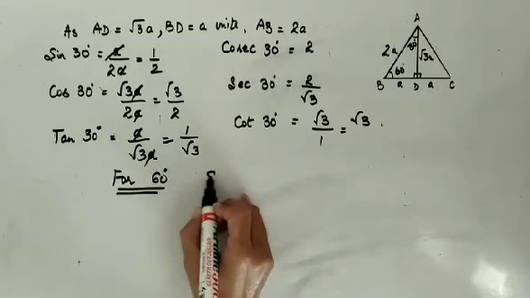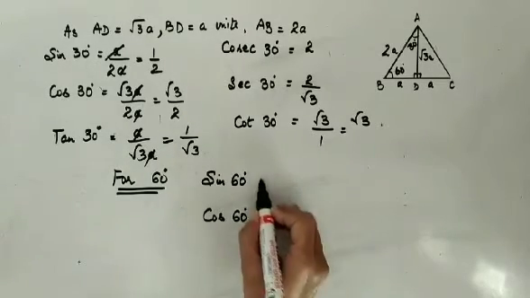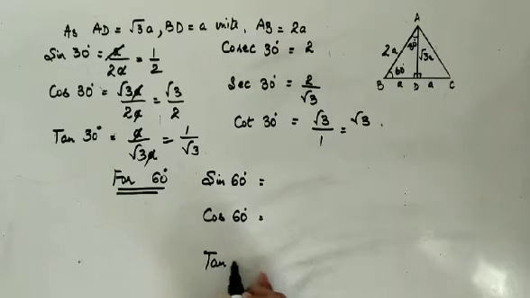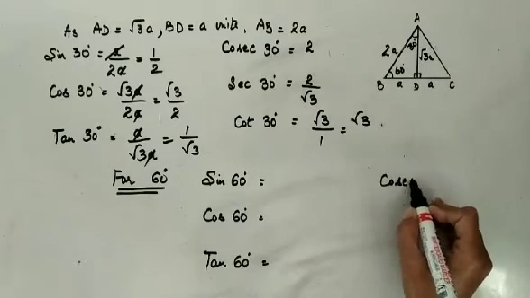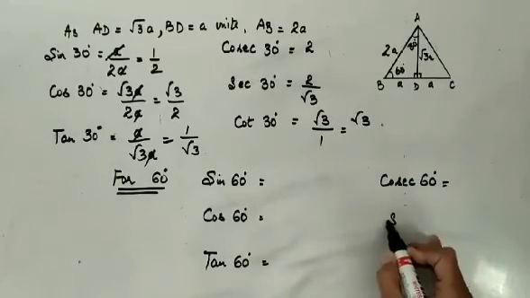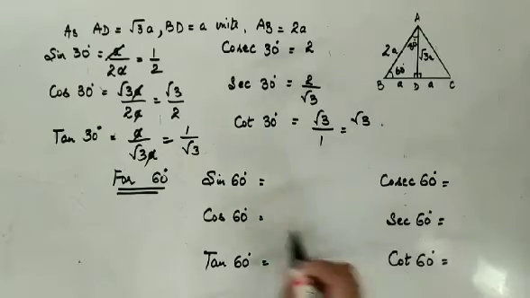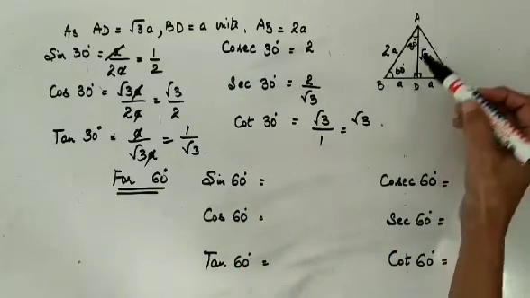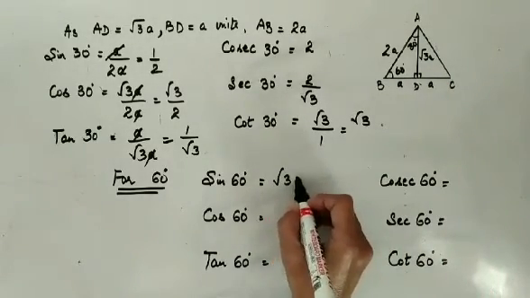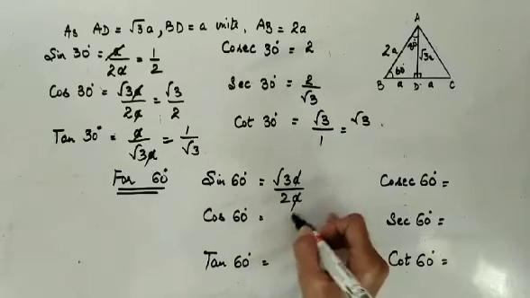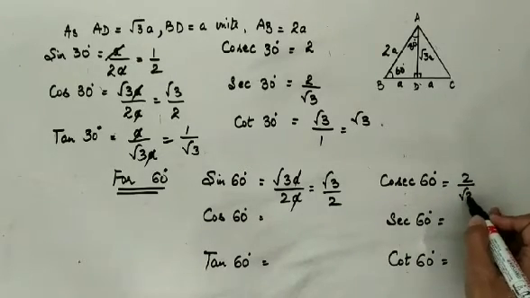Okay, for 60: sine 60, cos 60 and tan 60. Their reciprocals would be cosec 60, sec 60 and cot 60. Sine 60 degrees. Sine is perpendicular by hypotenuse, P by h. Root 3 A by h, which is 2A. Cancelling this, it's root 3 by 2. Reciprocated, this is 2 upon root 3.